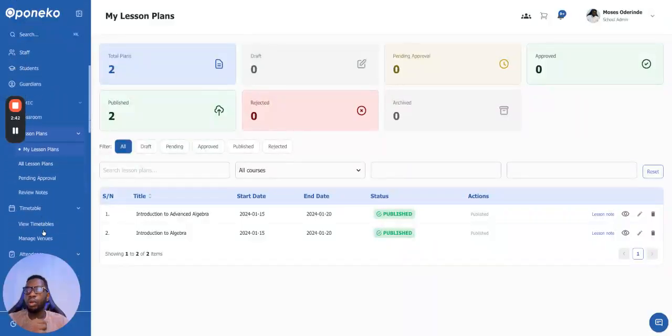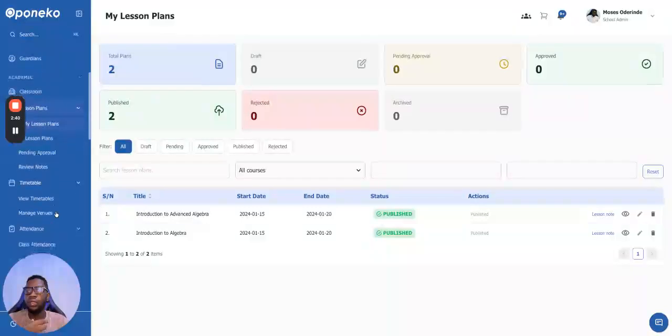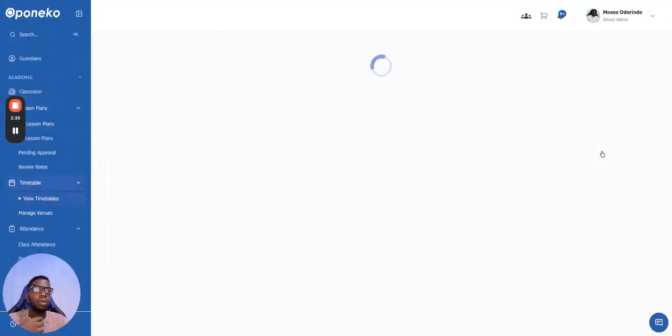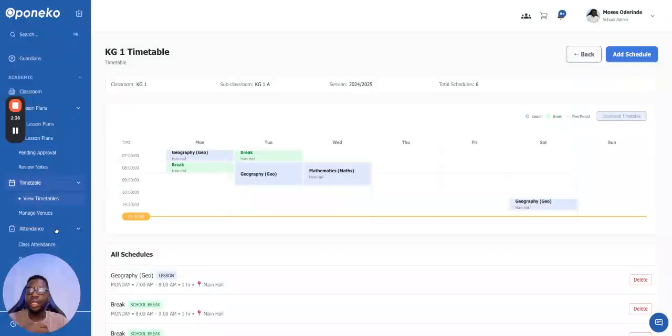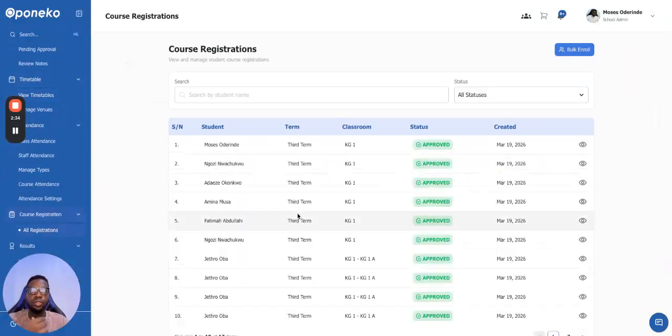So there are quite a number of workflows there for lesson plan, and there's also a timetable feature where students and teachers can see their timetable. Then there's also course registration, where every term and every session students are required to register for courses, and their parents are also taken along in the decision process. So parents can see the courses that their children are taking and also give their approval.